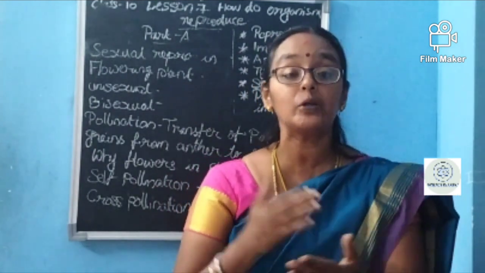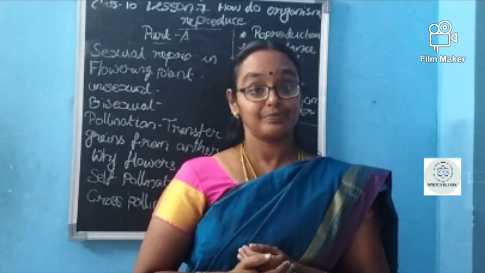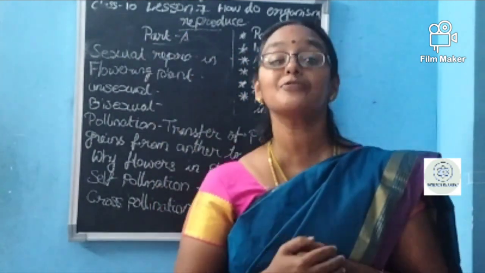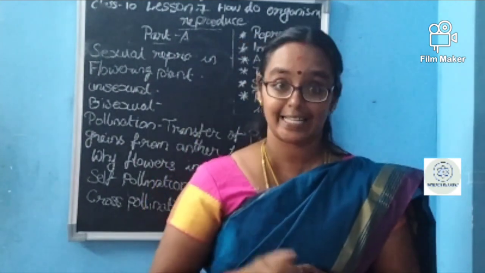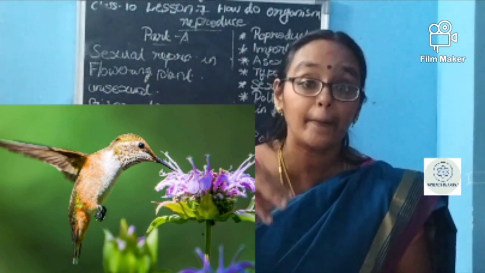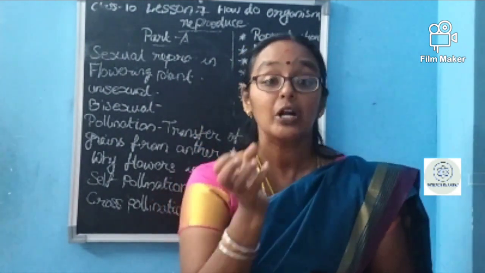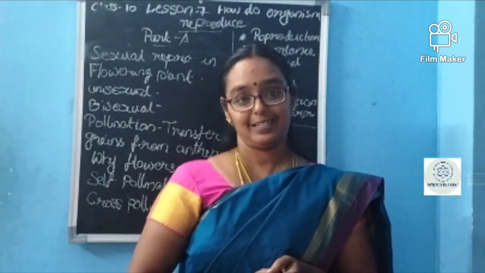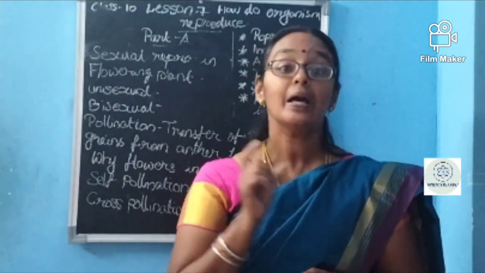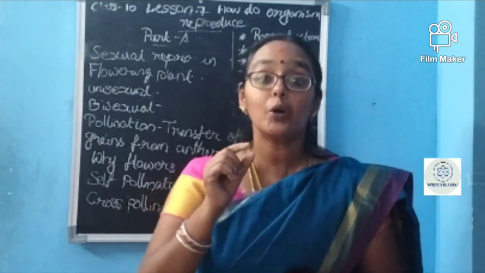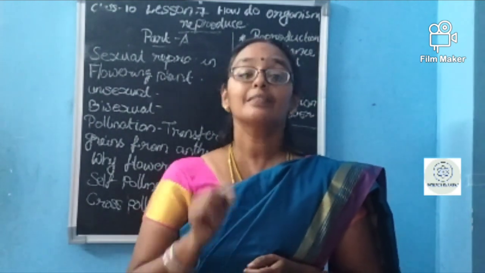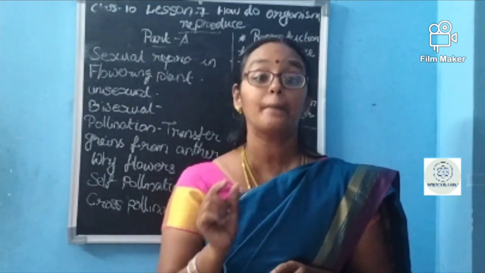So, who? There should be some agents for that, say insects, birds and all. For that the birds and the insects should come and sit over the flower, first due to the attraction, and second, to get nectar from it. Nectar is the sweet liquid present in the flowers. So in order to drink this nectar, the birds as well as the insects will come and sit on the flower.